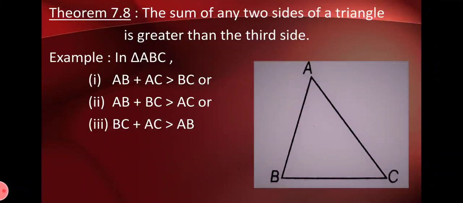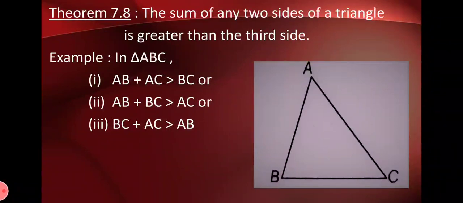Similarly, for theorem 7.7 also you can use the same activity. Draw one triangle. In the same triangle you can cross check that the side opposite to the larger or greater angle is longer. And for the activity for theorem 7.8, again for the same triangle, cross check that the sum of AB plus AC will be greater than BC, or the sum of AB plus BC will be greater than AC, or the sum of BC plus AC will be greater than AB.